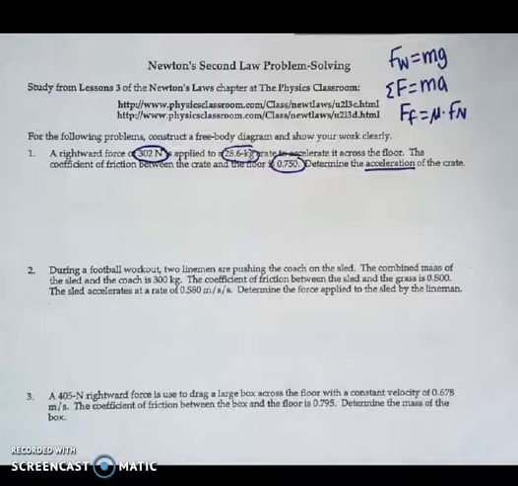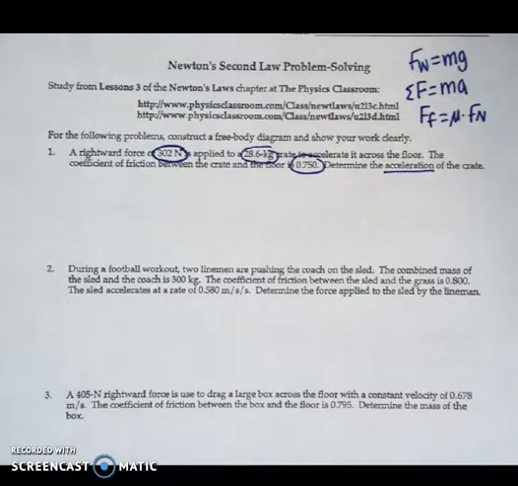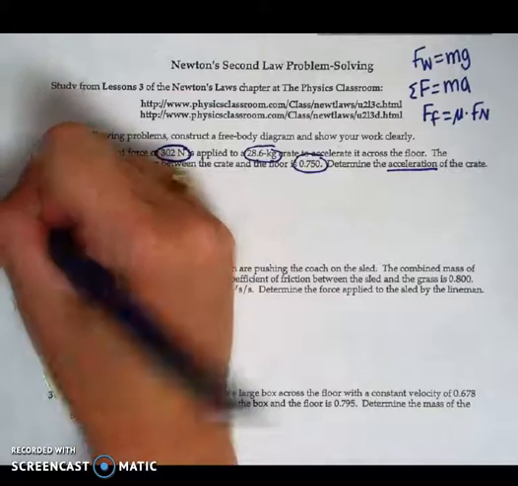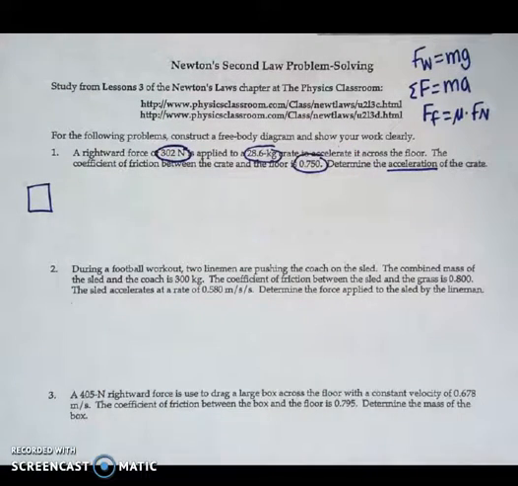All right, so the first thing I want you guys to do on these problems is draw your free body diagram. So the very first thing I want you guys to do is just draw a square and some arrows. So remember that square represents the object and the arrow's going to show us what forces are acting on the object.